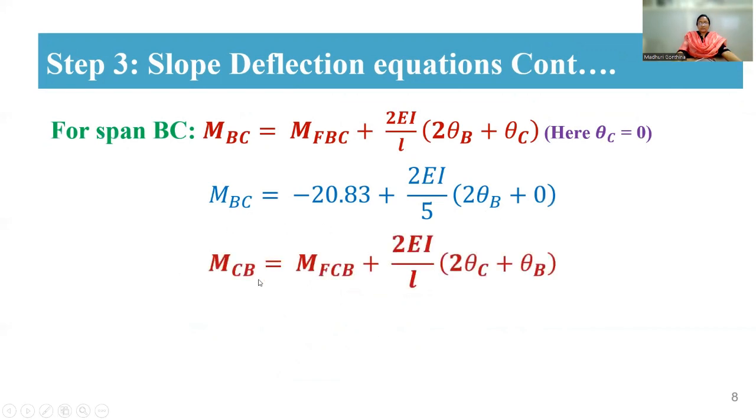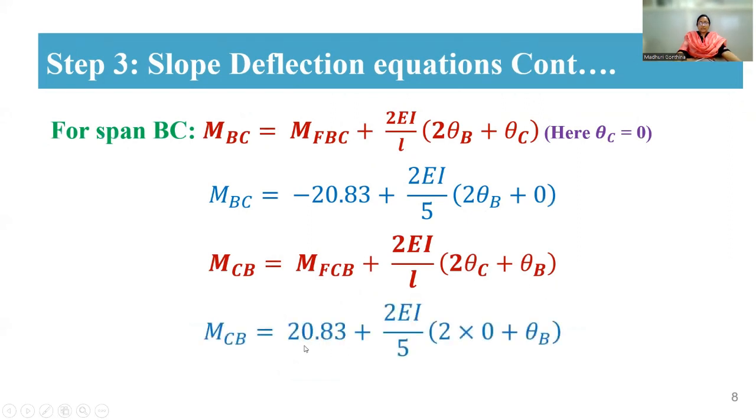Now in a similar way, MCB will be equal to MFCB plus 2EI by L into 2 theta C plus theta B. So MCB also will become, here theta C is equal to 0, right? So this will become 20.83 plus 2EI by 5 into theta B. So this is for the BC span.